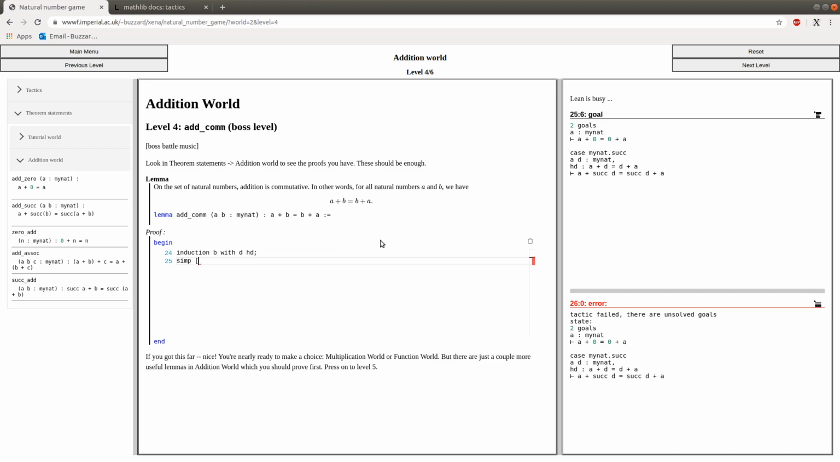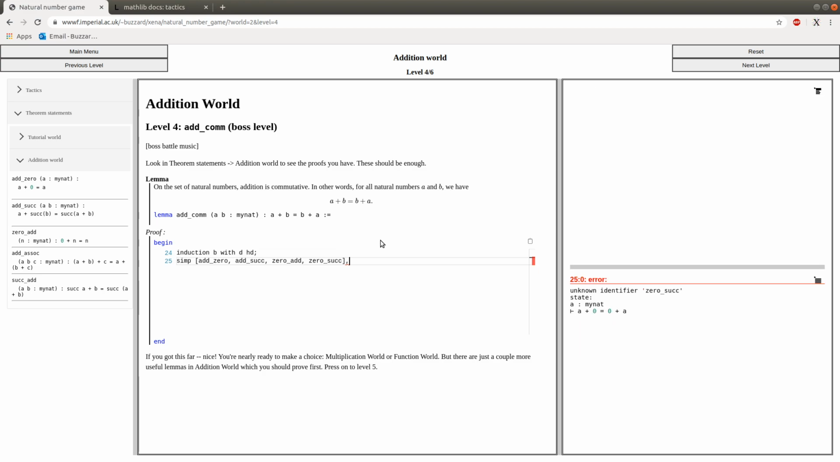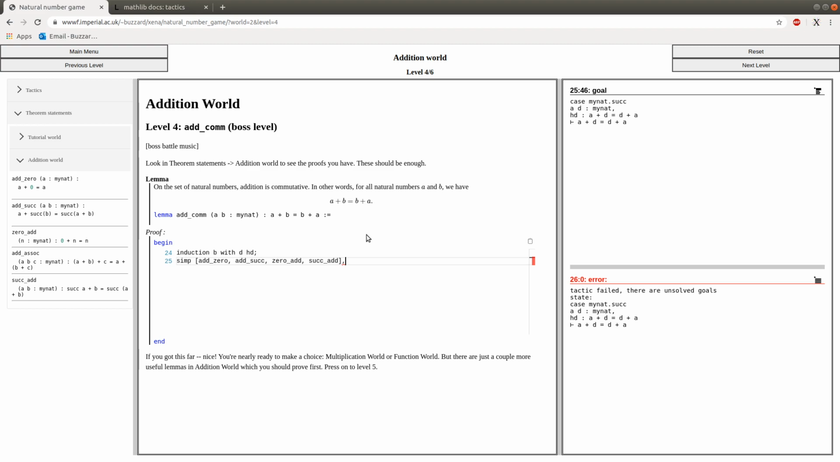Let's try simp, add 0, add succ, 0 add, 0 succ. What do you reckon? Oh, that's because I'm talking nonsense. Add 0, add succ, zero add, succ add, of course, is what I mean. Let's try that. Just tell it to use all the theorems. Oh, it didn't work. Ah, I see.